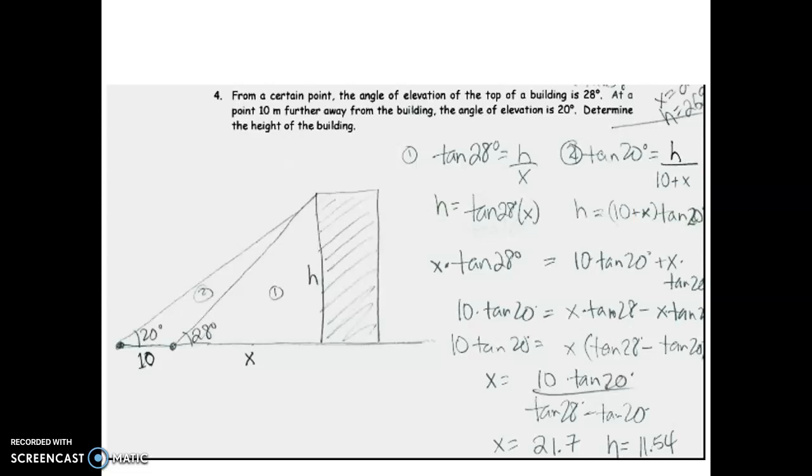And here is a worked solution for that. Look at the diagram, look at my two equations, and notice with both of them I solve for h, and then since they both equal h, I set them equal to each other and continued there using some algebra, very similar to what we did in the last problem.